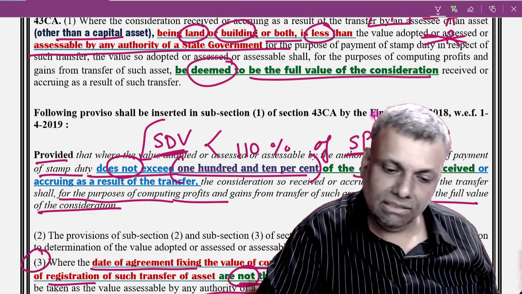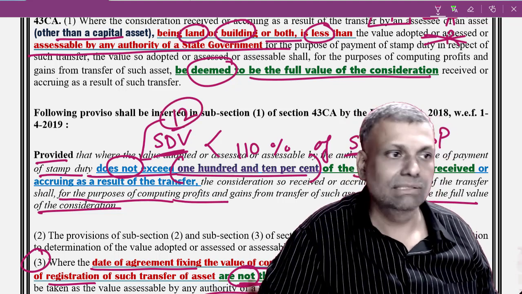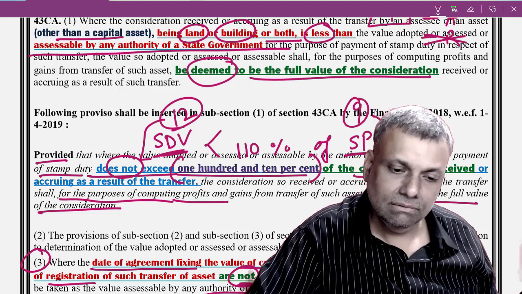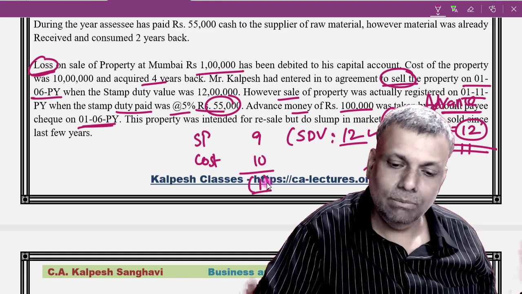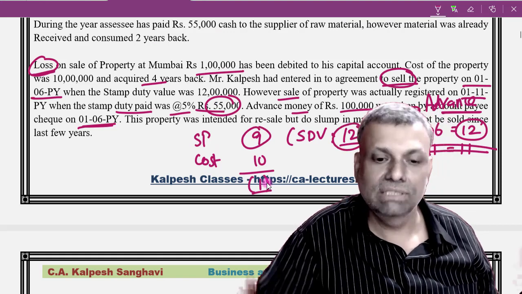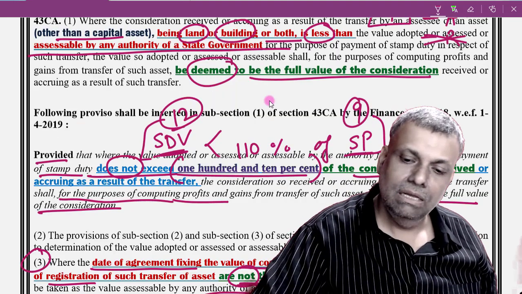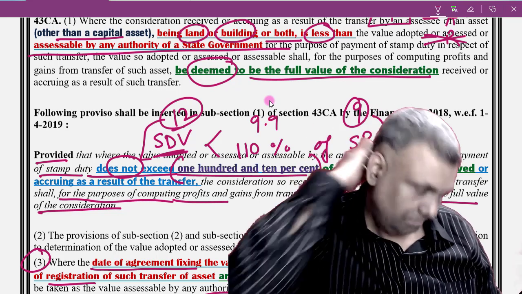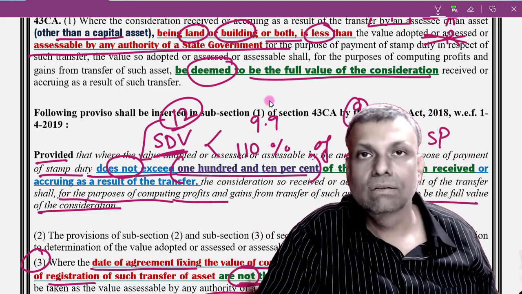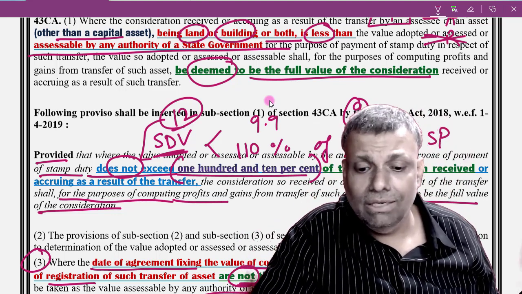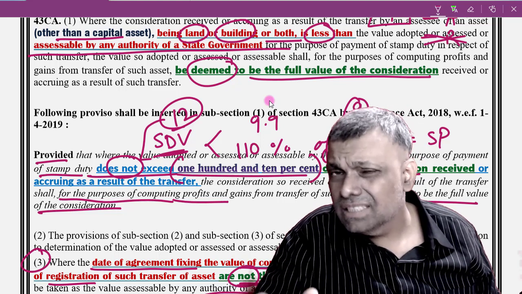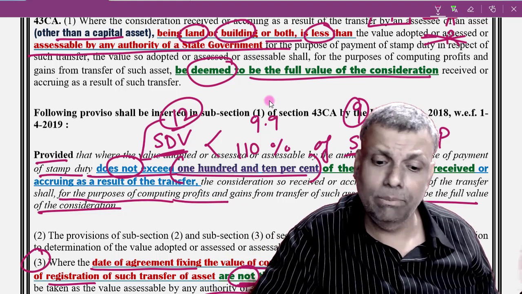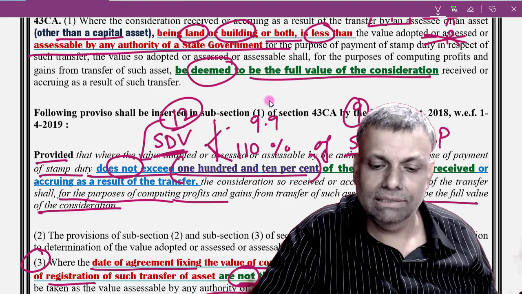So in our question, the stamp duty value we have decided is 12 lakhs. Actual selling price is 9 lakhs. And 110% of the selling price will roughly be 9.9. Now is your stamp duty value within this marginal difference of just 10%? No, it is 12 lakhs. It is more than 110%. That means the stamp duty value is not less.